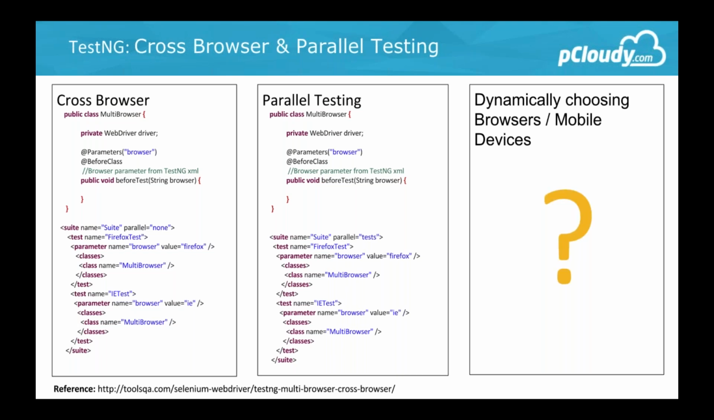how to dynamically choose? Suppose sometimes I want this to be running on Firefox and Chrome. Some other times I want to run it on Chrome, Firefox, Internet Explorer. Sometimes only on Chrome. And this becomes even a bigger pain when we deal with mobile devices.